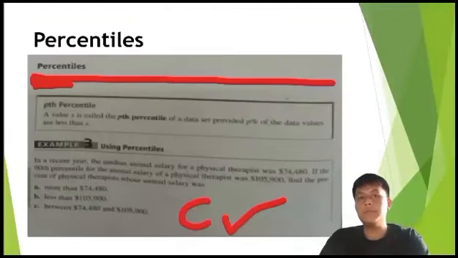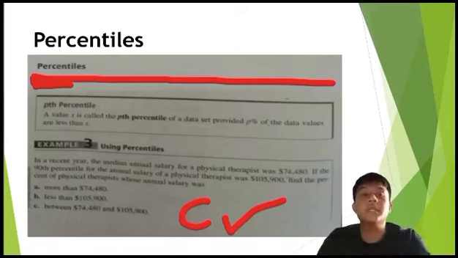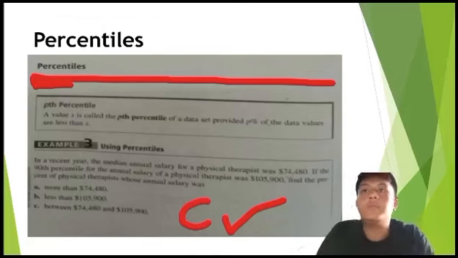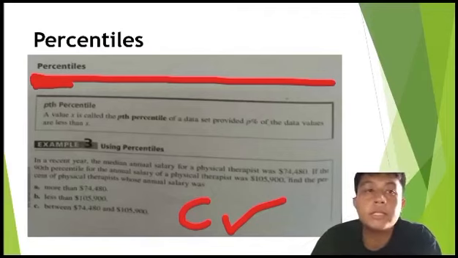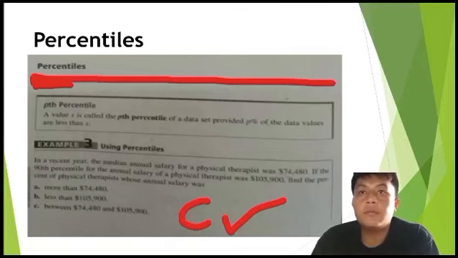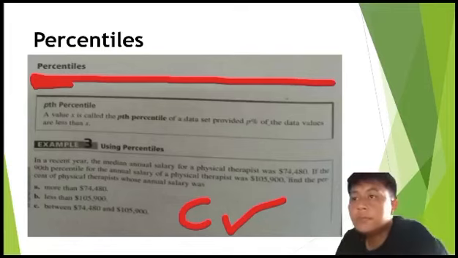And then sa number 2, components of relative position is the percentiles. Most standardized examinations provide scores in terms of percentiles, which are defined as follows. Pth percentile, a value x is called the Pth percentile of a data set provided P% of the data values are less than x. May example tayo dito using the percentiles.